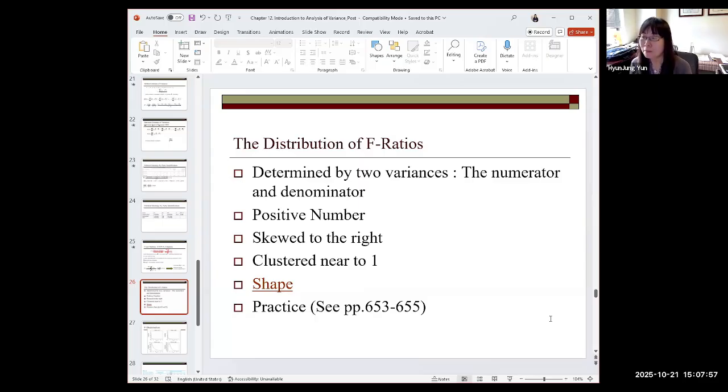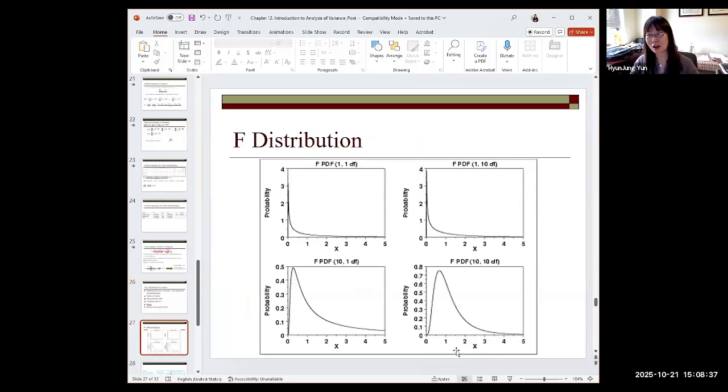It's a ratio. By the null hypothesis, if the between-group and within-group variances are similar, and our null hypothesis is correct, the ratio is going to be close to one. So the F distribution is clustered up near one. That's how the F distribution looks. It is listed in our main textbook, the theory book, from page 653 to 655. Let me show you how it looks.